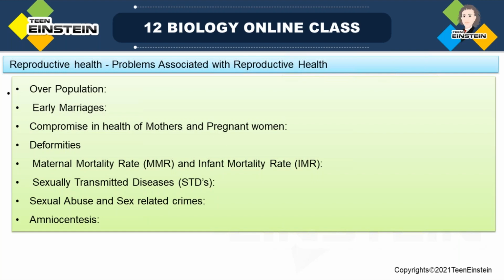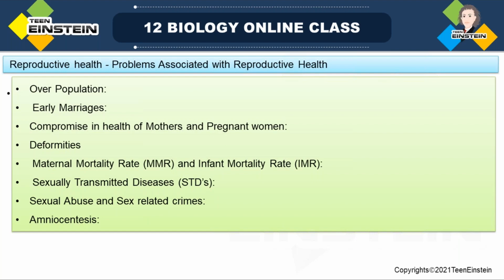Then next is sexual abuse and sex-related crimes. What is that? Sexual abuse and sex-related crimes are due to the lack of awareness of sexual issues and health. That is also a problem associated with reproductive health, or a reproductively healthy society. That is also affecting reproductive health. Next is amniocentesis.